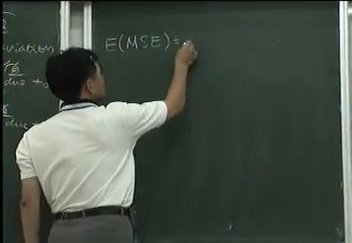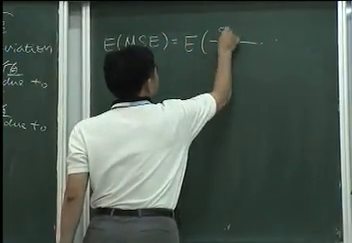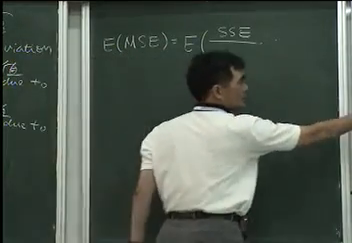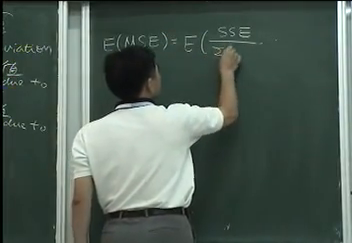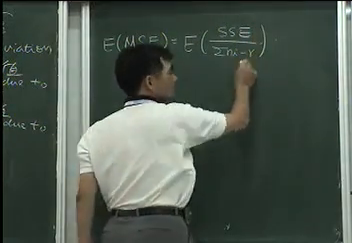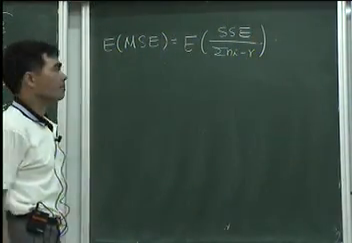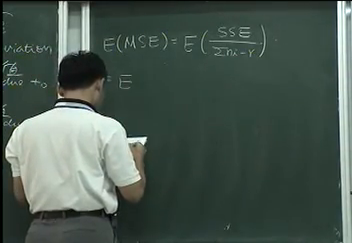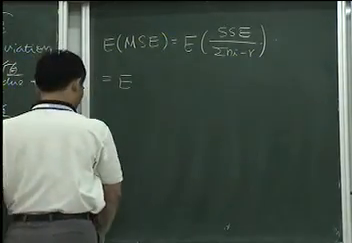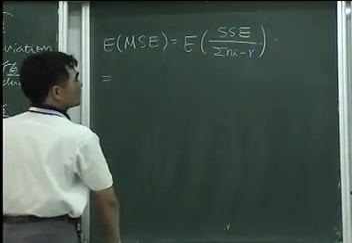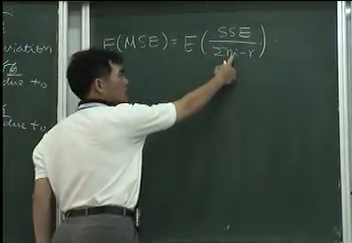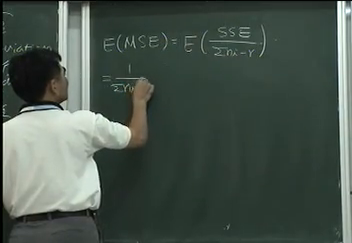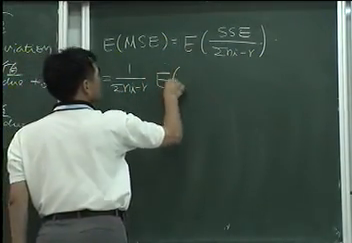And MSE is SSE divided by the degrees of freedom here, right? The degrees of freedom is summation Ni minus R, right? Okay, any questions? And what is that? Expectation of MSE. This is a constant, right? This is a constant, so we can move this out. So it is 1 over summation Ni minus R, expectation.